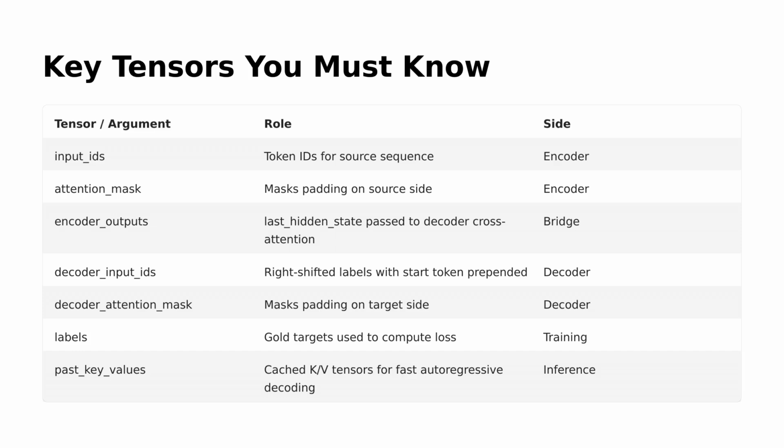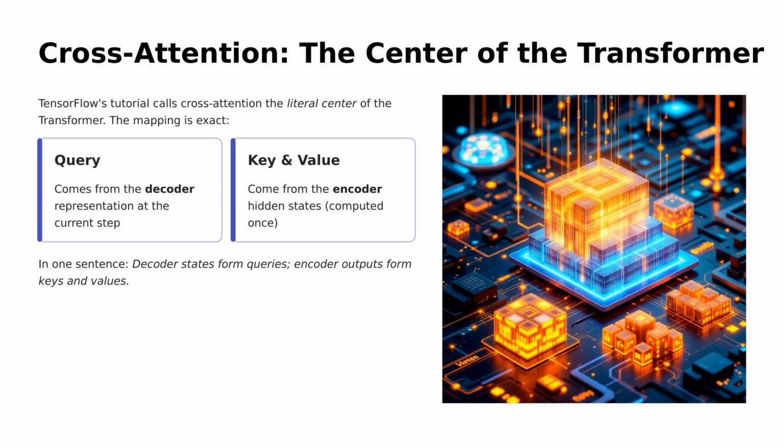Here are the key tensors to keep straight in sequence-to-sequence models. On the encoder side, input IDs hold the source token IDs, and attention mask hides padding. The encoder then produces encoder outputs, typically the last hidden state, which feeds the decoder through cross-attention. On the decoder side, decoder input IDs are the right-shifted targets, with decoder attention mask masking target padding. During training, labels compute the loss. During inference, past key values cache attention states to speed up generation.